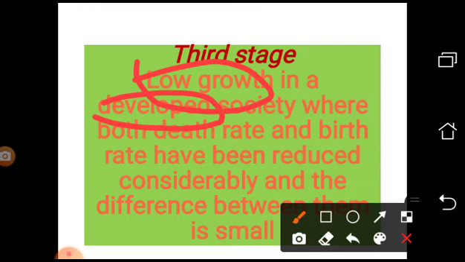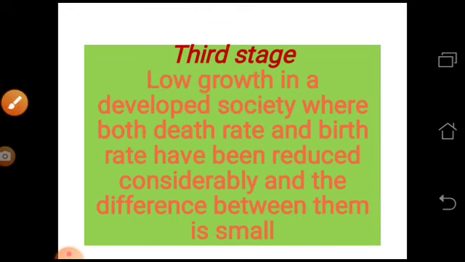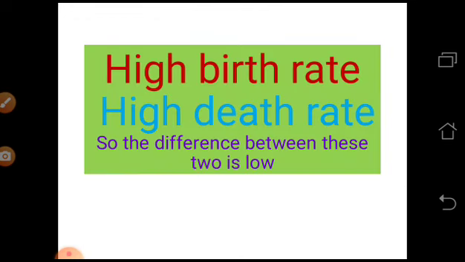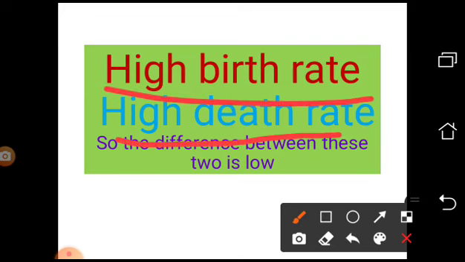In the first stage, what we have seen, it was underdeveloped, but growth rate of the population was low. But in the third stage again we can see population growth is low, but it is a developed society. So what is the difference here? Developed society where both death rate and the birth rate have been reduced considerably and the difference between them is small. Again, in the first stage, what was there? High birth rate and a high death rate.